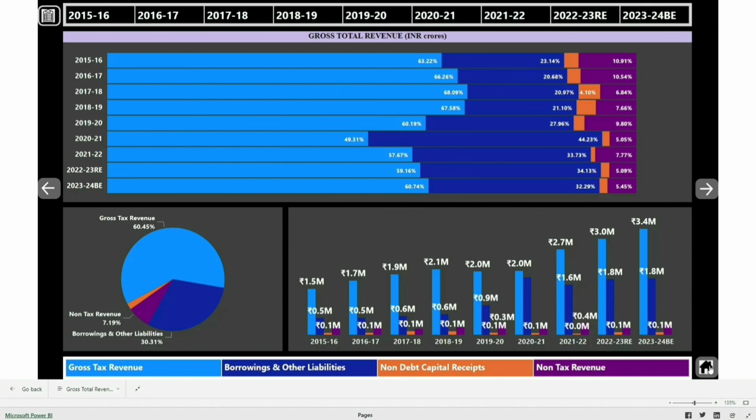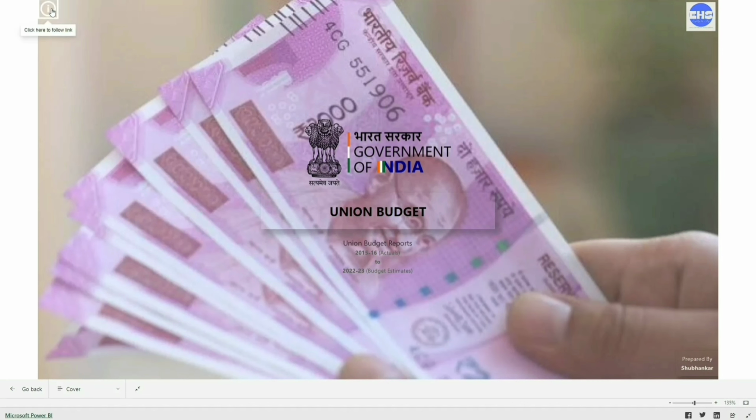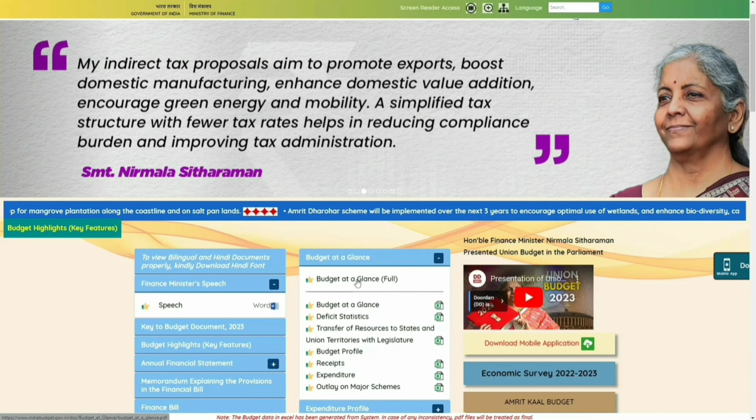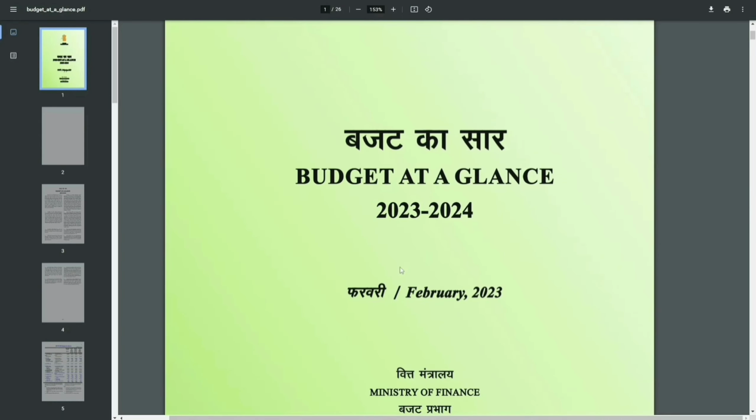You can click on this button here to land on the home page, where you'll find the link to the Union Budgets page. When you click on the link, you'll land on this page. You can click on Budget at Glance and open the Budget at Glance report. This is the Budget at Glance report for the year 23-24, introduced in the month of February 2023.